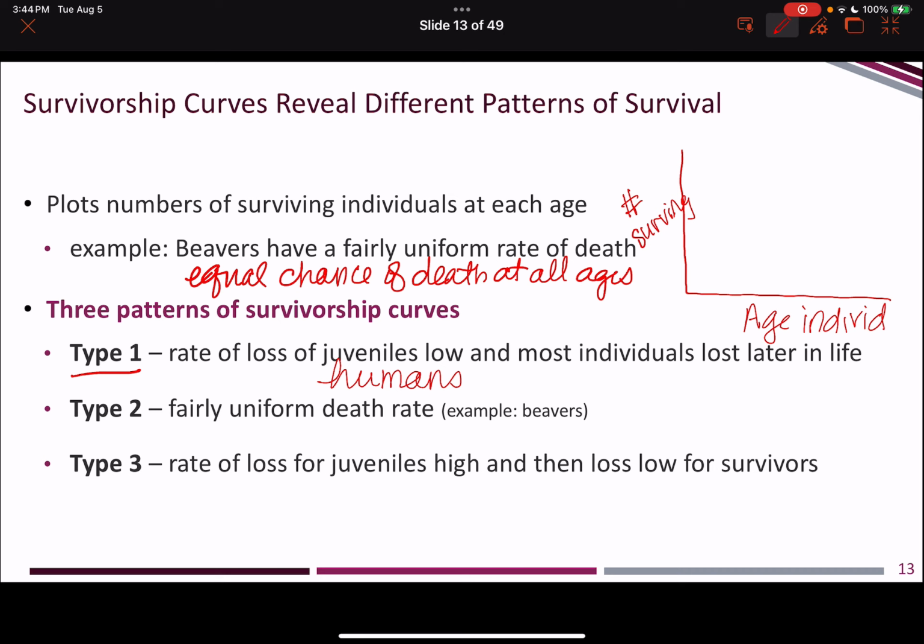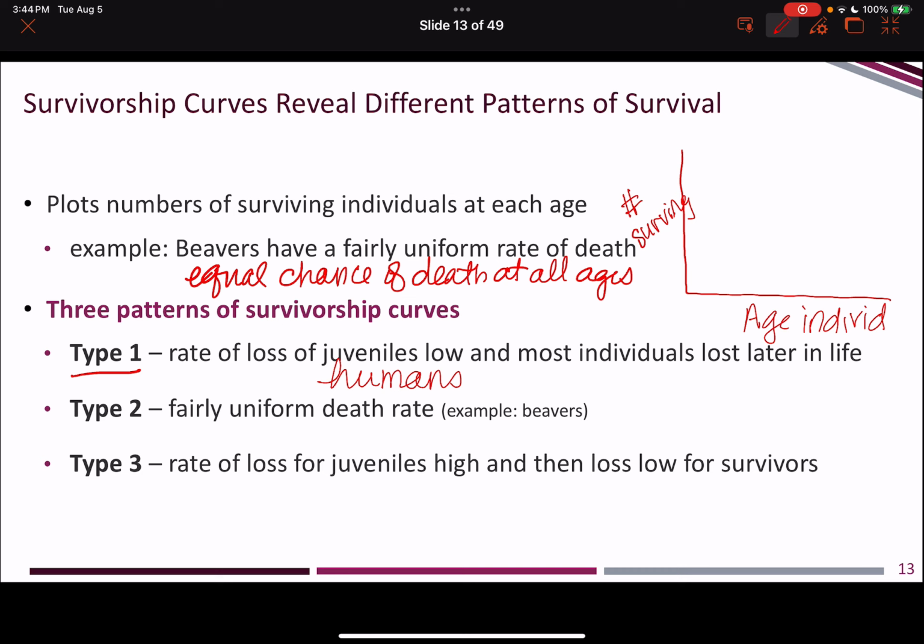So type 2 is a fairly uniform death rate. This means that it doesn't matter if you're 1 or 5, there's an equal chance of that beaver dying. So these tend to be animals that are prey species, but we'll talk again about those in a little bit more detail. And then we have type 3, which is sort of the opposite of type 1.